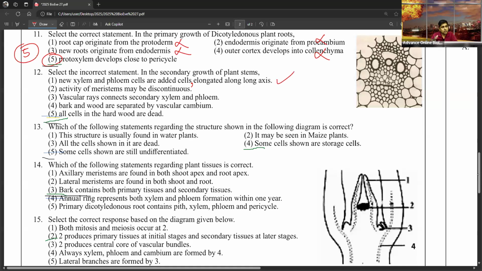Cells which are elongated along the long axis are involved in forming xylem and phloem, correct. Activity of meristems may be discontinuous, correct. Work and stop and work and stop like that. Vascular rays connect secondary xylem and phloem.